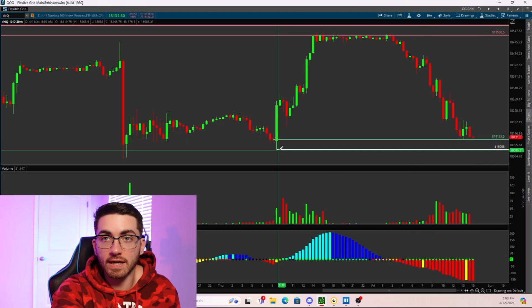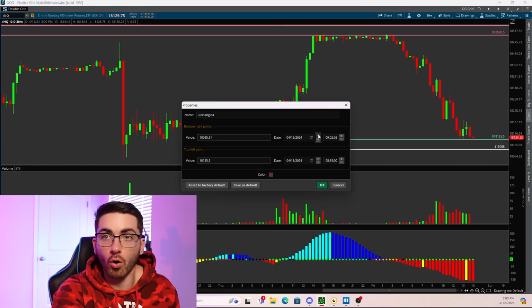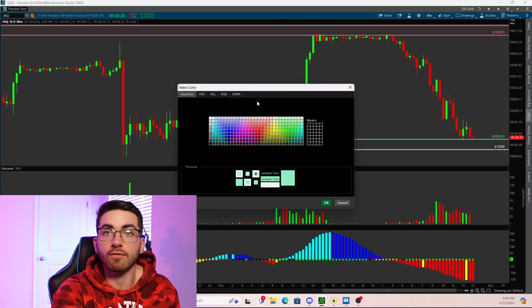When price is trading in this area, you do not want to look for shorts. You want to be looking for long entries. So you're going to be looking for bullish price action, and you're going to be looking for bullish volume.